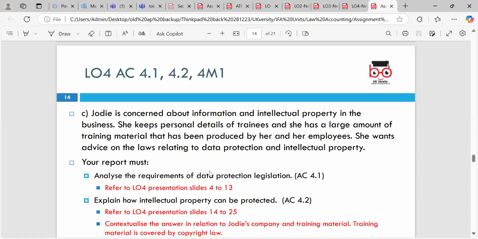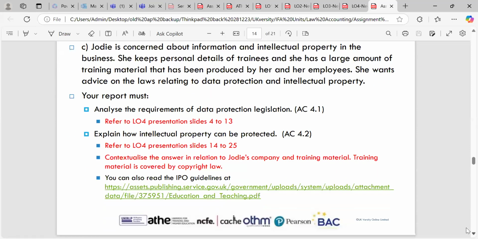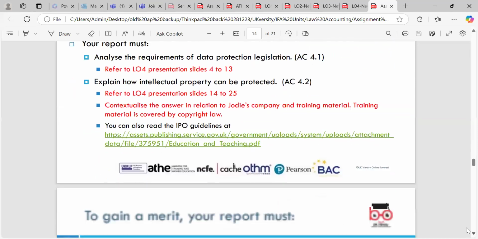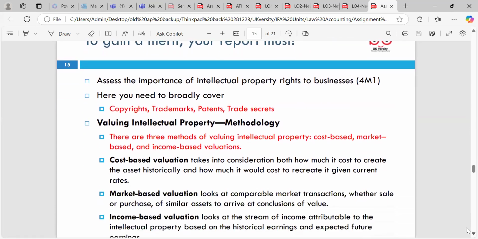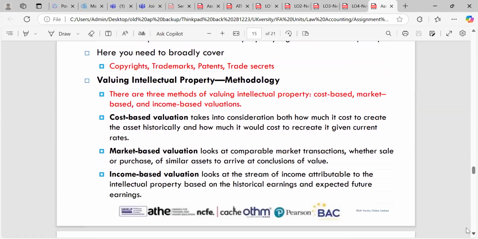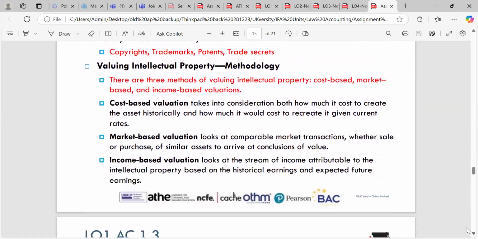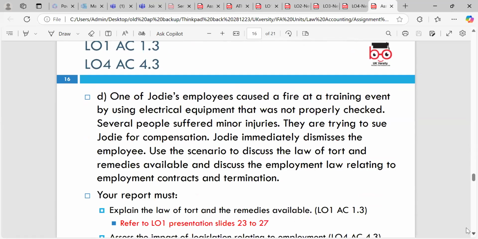So we have the data protection legislation and intellectual property rights, IP, and you've been given here the IPO, the Intellectual Property Office. If you click that, you can read and write, and even reference. Assess the importance of intellectual property rights in the merit criteria: valuing the intellectual property right, caste-based variation, market variation, and income-based, which we discussed already.